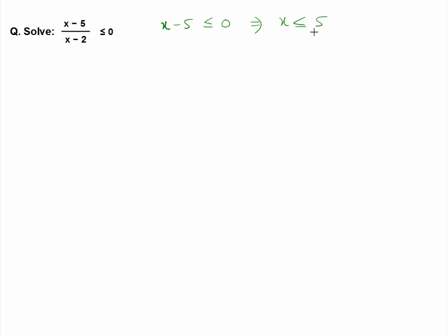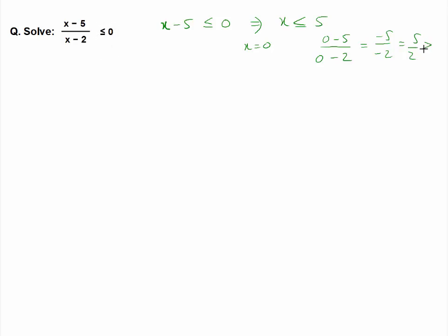Now, if this would have been the solution, any value less than or equal to 5 would work here. So let's take a value x equals 0. When we substitute x equals 0, we get 0 minus 5 divided by 0 minus 2, which is equal to minus 5 by minus 2, which is 5 by 2. Now this is not less than or equal to 0.